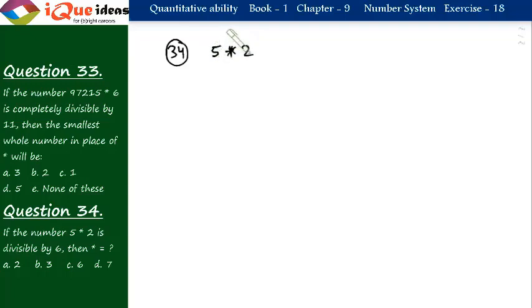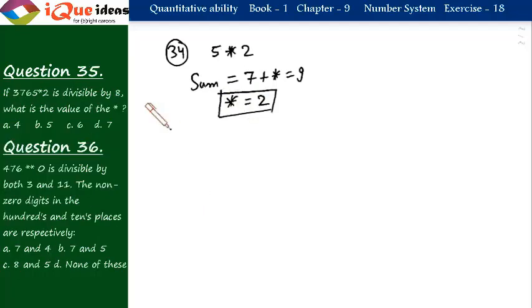Now the only thing that we need to check is whether this number is divisible by 3 or not. And for 3 we need to check the sum of digits. So the sum of digits will be 5 plus star plus 2, that is 7 plus star. Now this should be divisible by 3. The nearest multiple of 3 above 7 is 9. So the value of star has to be 2. Right? So the number is 522. Then only it will be divisible by 6. So the star value is 2.